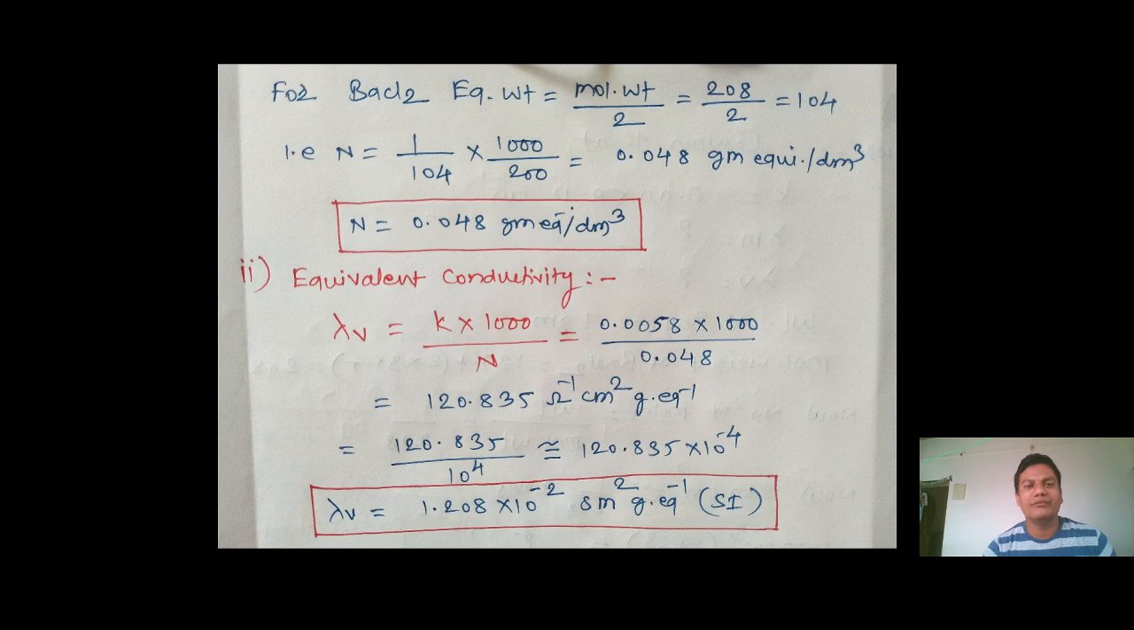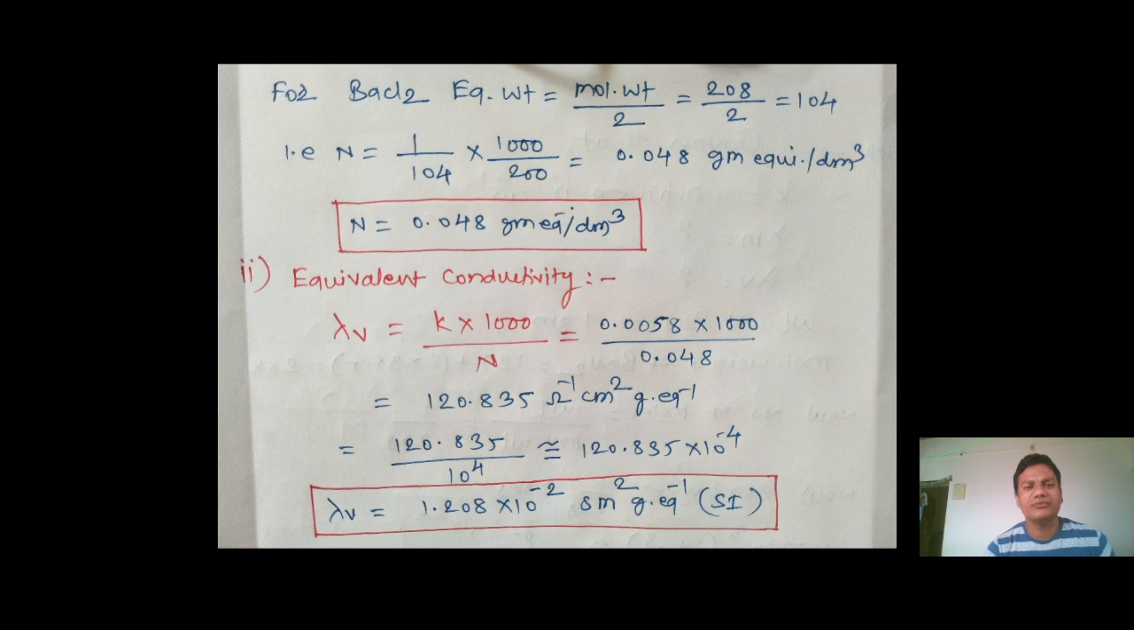Now put in the formula: equivalent conductance lambda V is equal to K into 1000 by N. A small difference: for molar conductance it is capital M, for equivalent conductance it is capital N. Equivalent conductance is related with the normality, but molar conductance is related with the molarity. So put in the values. On calculation you will get 120.835 per ohm centimeter square. Here there is also a change, that is gram per equivalent.